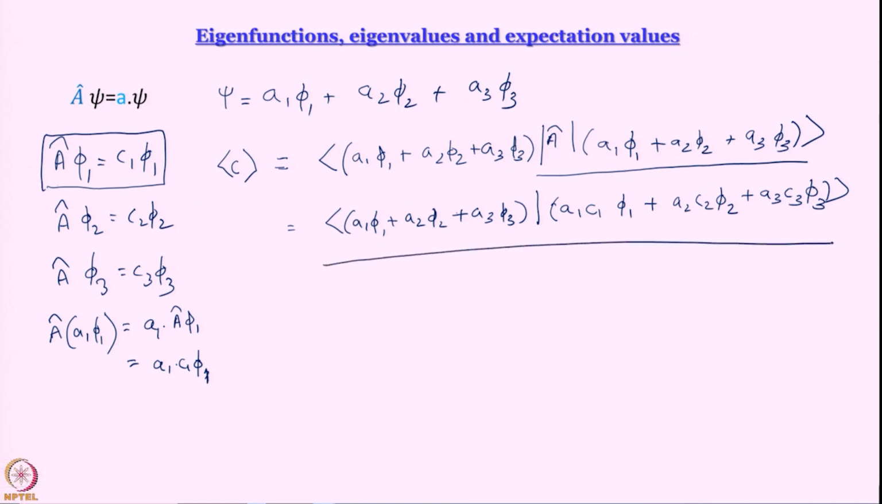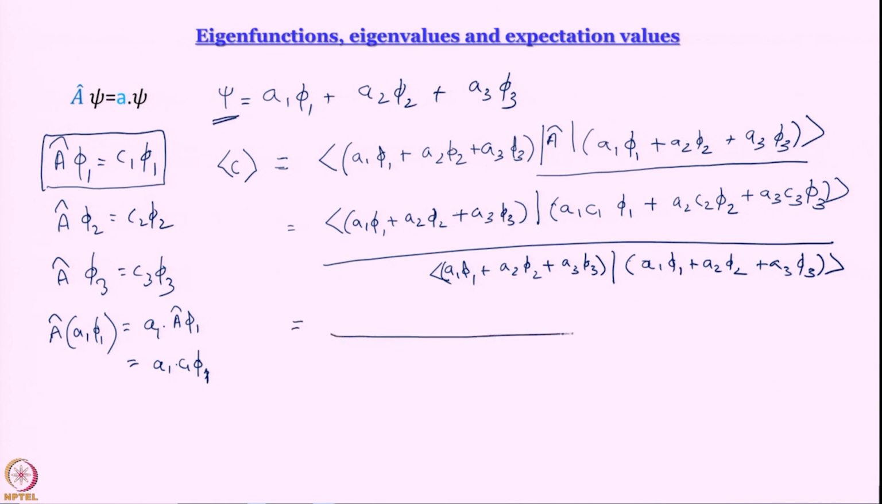The denominator is also there. I am not writing it in the first line, but in the second line at least I should write it. In the denominator I get the integral of A1 phi 1 plus A2 phi 2 plus A3 phi 3 multiplied by A1 phi 1 plus A2 phi 2 plus A3 phi 3. Because you know there is no guarantee that this psi is normalized. So, in order to normalize it I have to divide by this integral of psi star psi also. Alright.